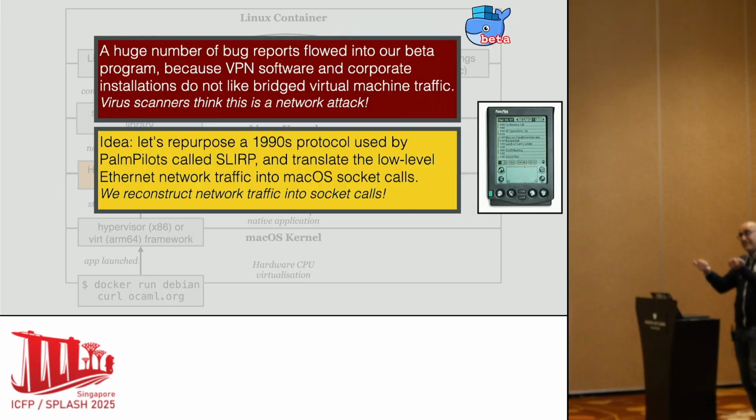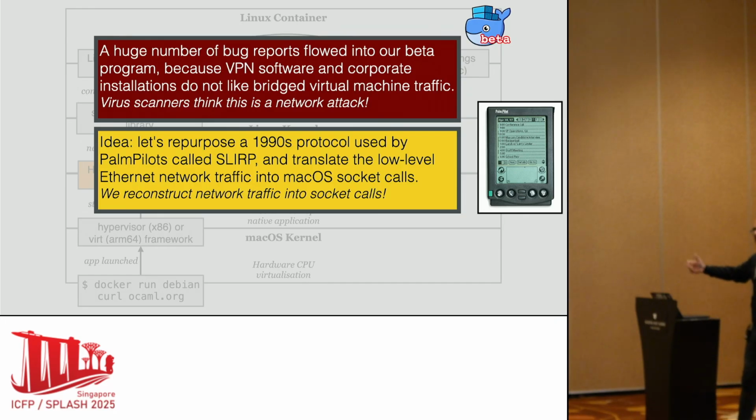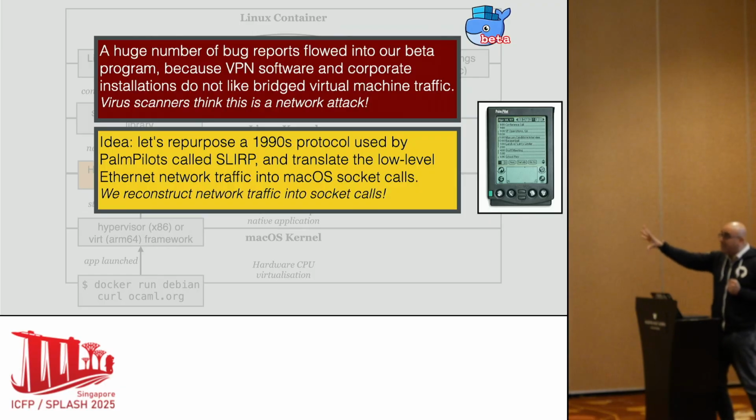What these Palm Pilots did was, it was a way to manage your life in the 1990s, and you had to synchronize it with the computer. So it had a little protocol that would reconstruct the low-level network traffic from the Palm Pilot and turn it into high-level socket calls that you could then invoke from the other side, from an IrDA connection, an infrared connection back then. But the basic idea is that we want to take the low-level Ethernet frames and then convert them into high-level calls, and then use those high-level calls in order to replay the traffic on the Mac.